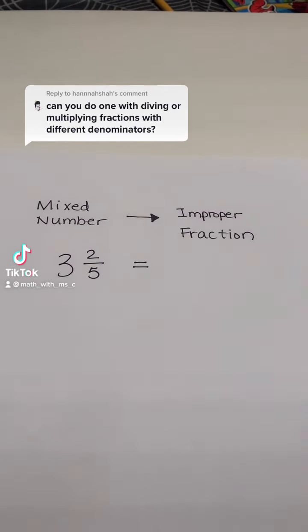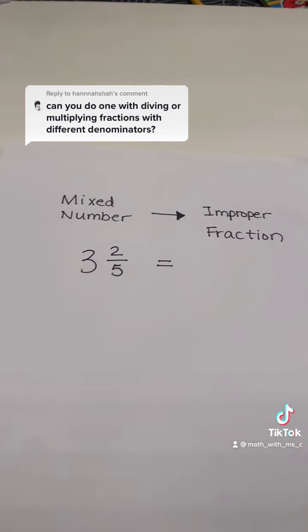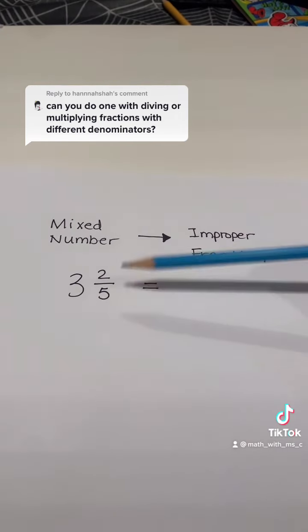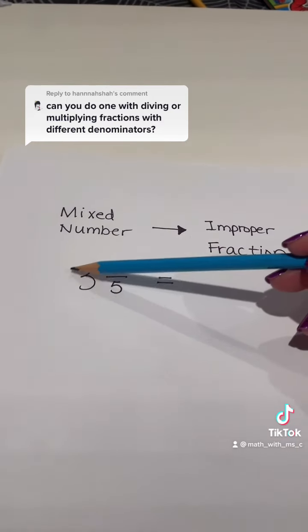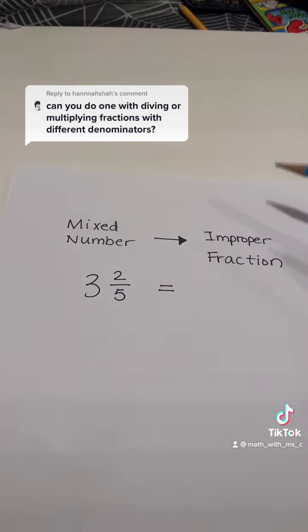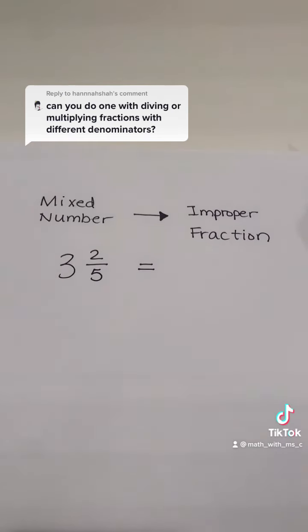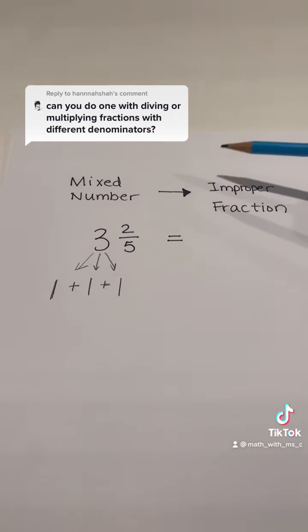I am going to do dividing and multiplying fractions, but before I start that lesson, I want to talk about changing mixed numbers into an improper fraction. Students will tell me they know they have to multiply 3 times 5, but when I ask them why they're multiplying it, they don't know why. So I'm going to explain why. You need to know this when you're multiplying and dividing fractions.